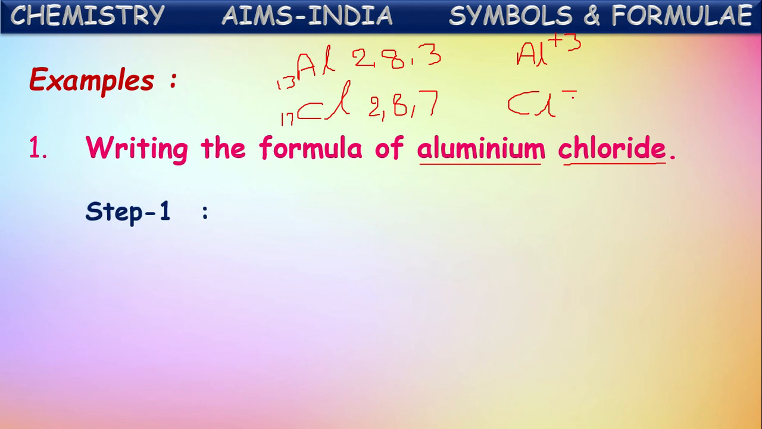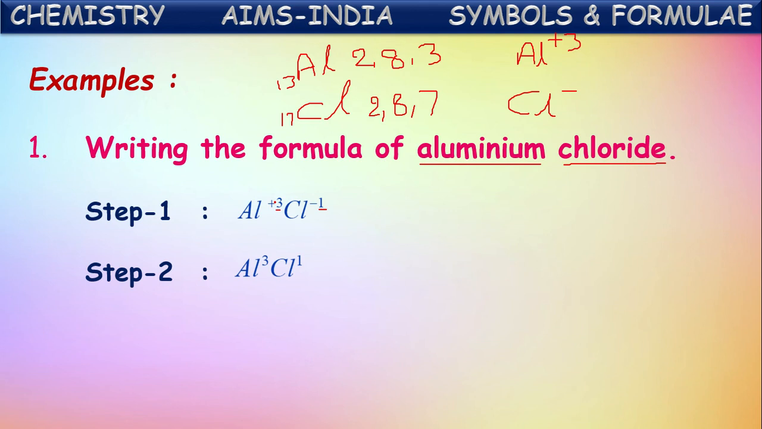Writing the positive ion followed by negative ion. So it is written here: Al+3 and next Cl-1. Next, step 2, we have to eliminate the common factor, if there is any, from these charges. See here, the charge is 3, here 1. No common factor can be eliminated from these two. So that's why they are written as it is.